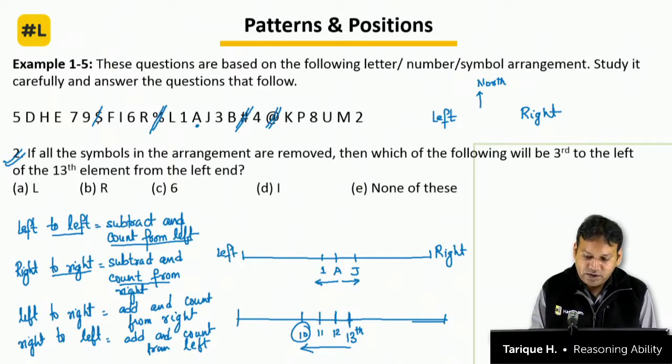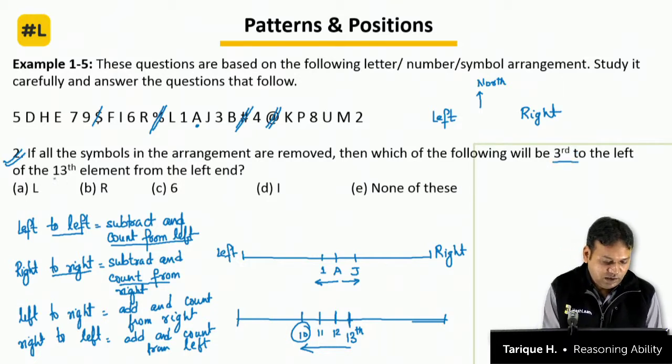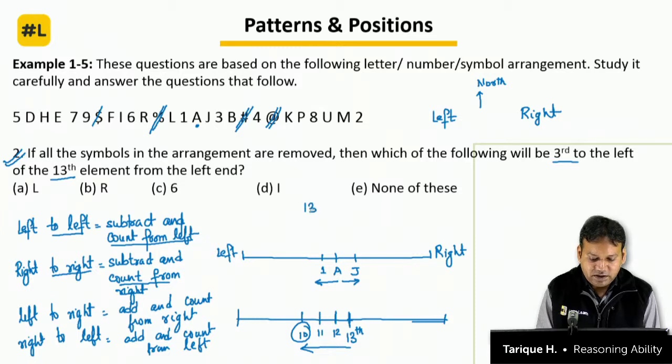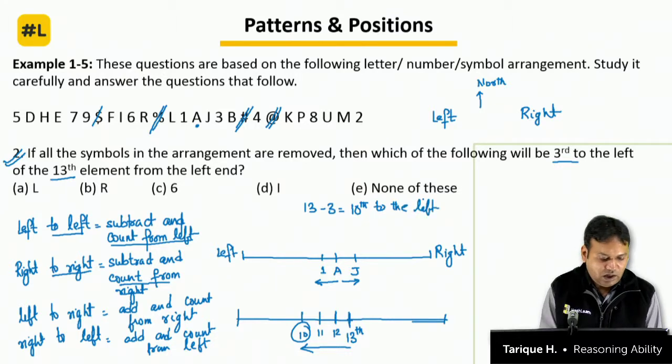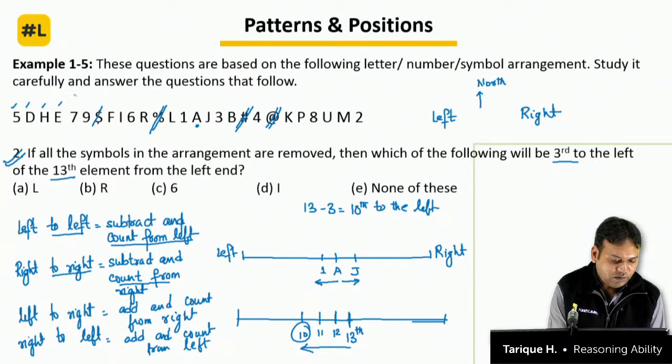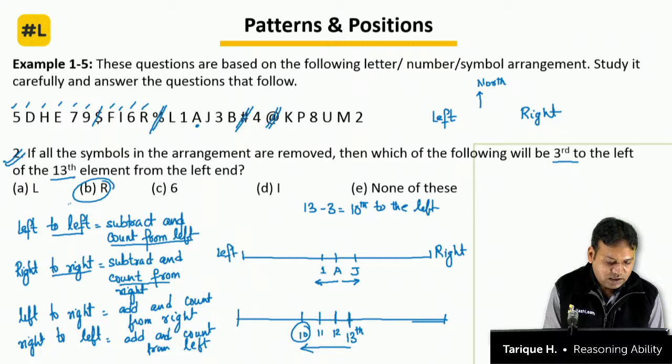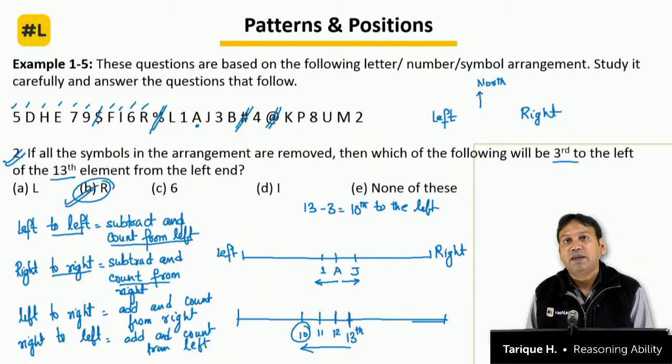So what we should see here: third to the left of the 13th from the left, 13 minus 3, we say 10th from the left. That's how we save time here. The count here: 1, 2, 3, 4, 5, 6, 7, 8, 9, 10. So what is the answer? The answer is R. Okay.